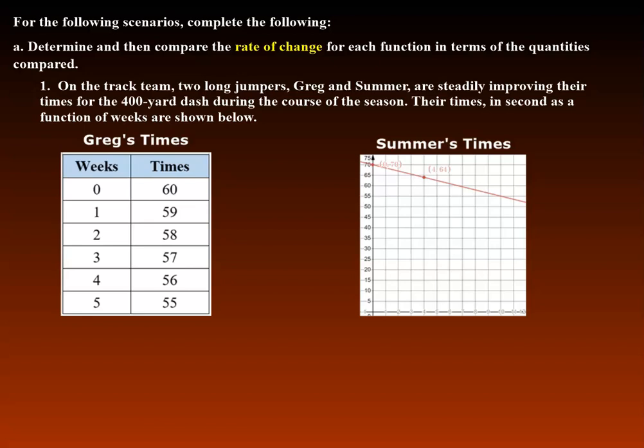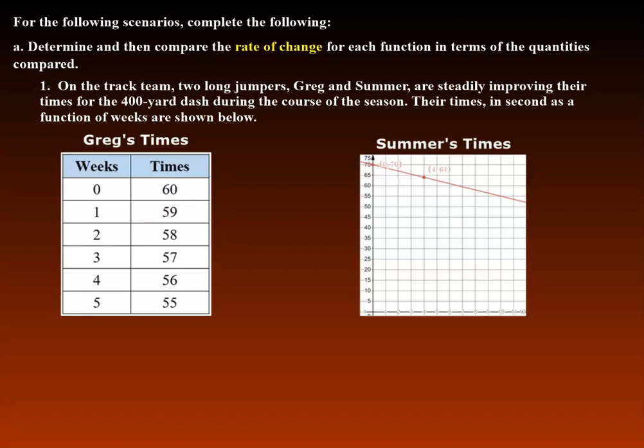For the following scenarios, complete the following. A. Determine, then compare the rate of change for each function in terms of the quantities compared. 1. On the track team, two long jumpers, Greg and Summer, are steadily improving their times for the 400-yard dash during the course of the season. Their times in seconds as a function of weeks are shown below.